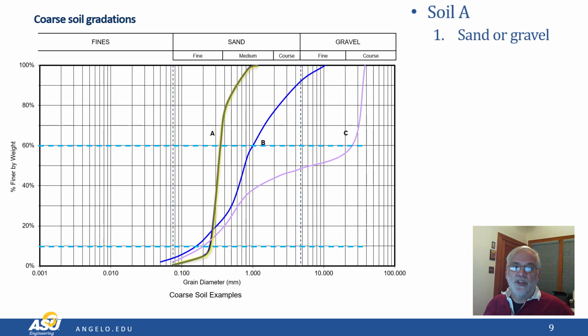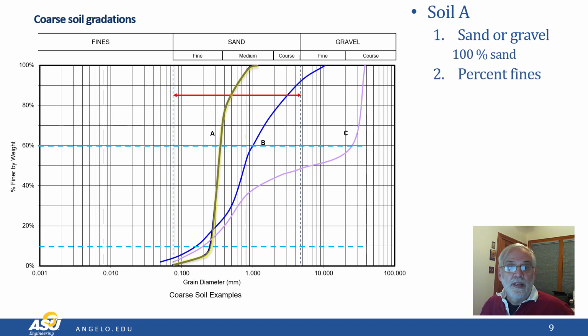Recall our first question is whether this soil is a sand or a gravel. In this case, we can see that the entire grain size curve lies within the range of sand-sized particles, so this is all sand. Next, we need to look at the percent fines. In this case, we are well less than 5% passing the number 200 sieve. So our next question is whether or not the soil is well graded.